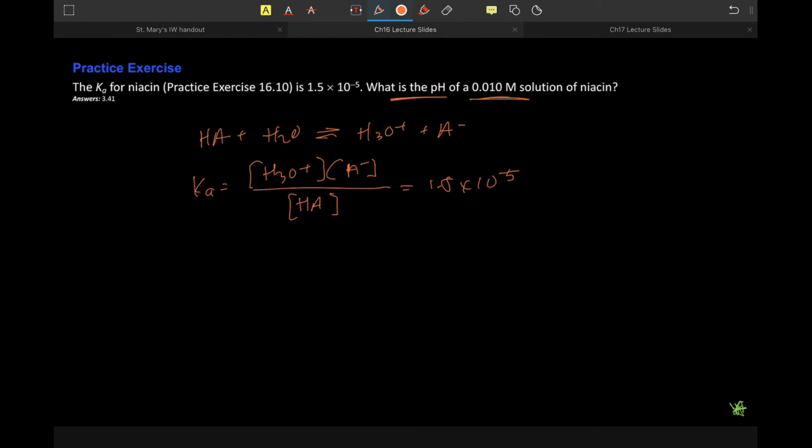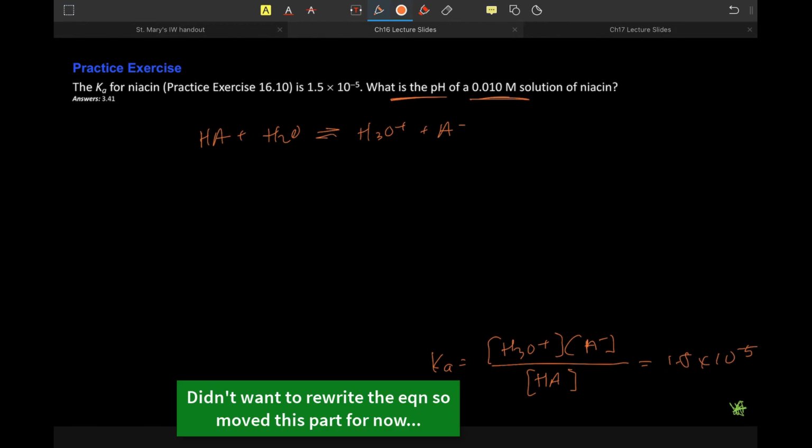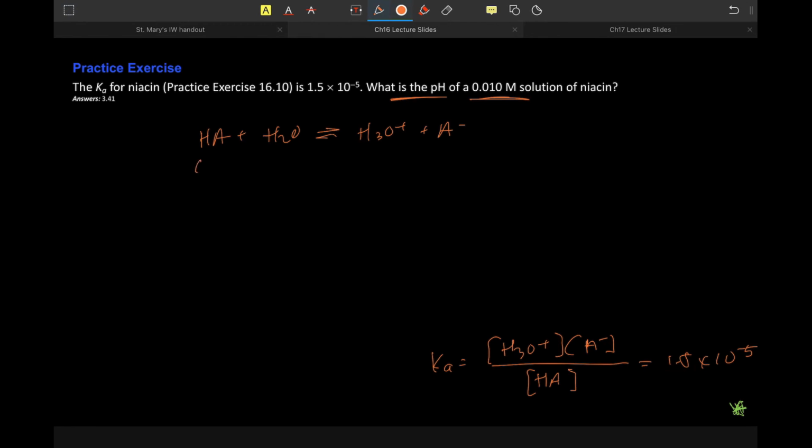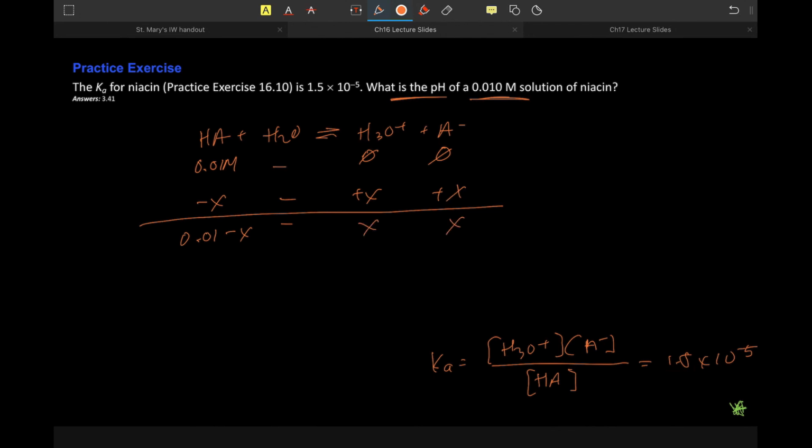And here, whether or not you need to write out a full RICE table just depends on your comfort level, and that's going to be different for everybody, so I can't tell you what that is for you. For example, we could start by saying 0.01 molar, and 0, 0, and then obviously this would be minus X, and this would be plus X, and then we could put that in there. That would be okay.